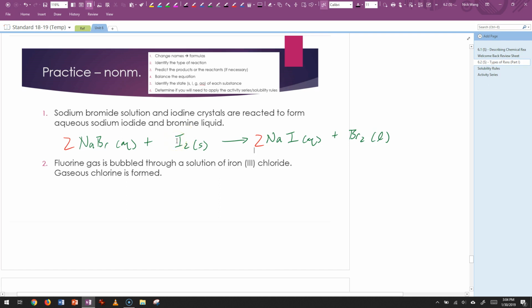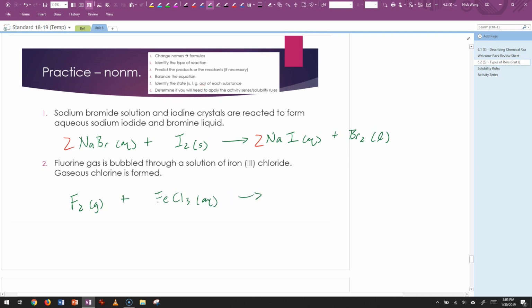So fluorine gas is bubbled through a solution of iron 3 chloride, and then gaseous chlorine is formed. Let's see how this is going to be put together. So we've got fluorine gas. That's diatomic as well, so that's going to go on there. And it's bubbled through a solution of iron 3 chloride. So that's going to be FeCl3 that's dissolved. And that's going to form something.